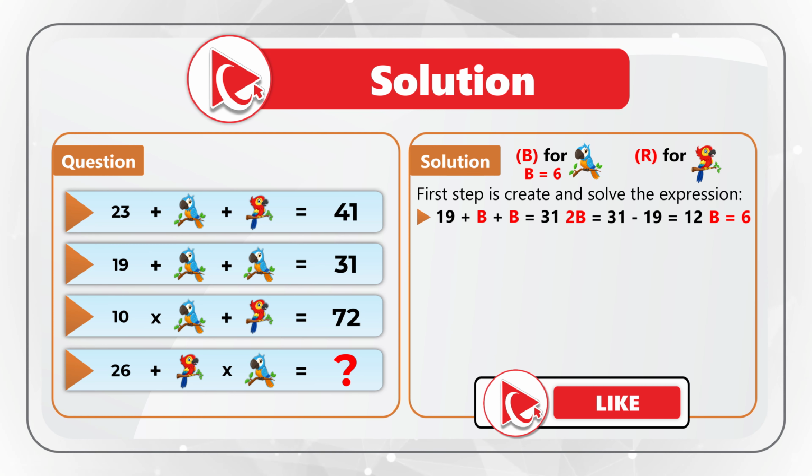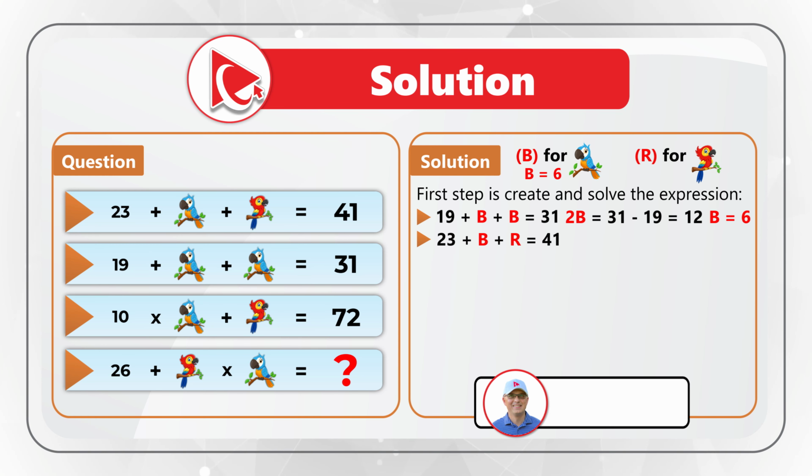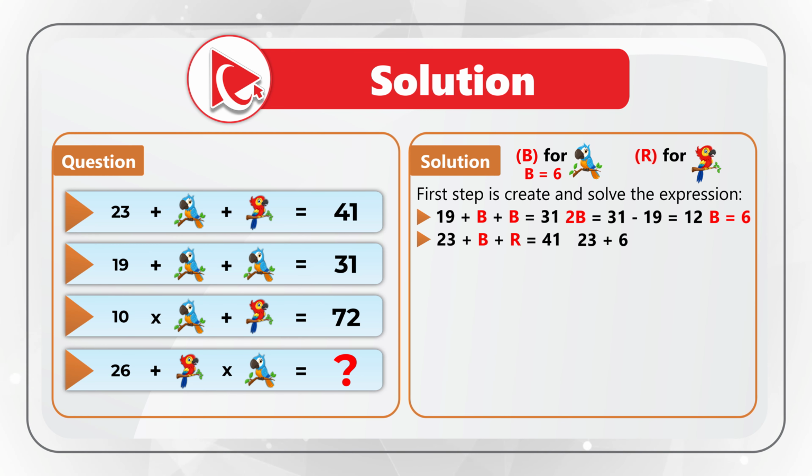Knowing the value for blue parrot, we can solve the first expression. 23 plus B plus R equals 41, which means that 23 plus 6 plus missing variable R equals 41. After the calculations, R equals 41 minus 29 equals 12. Technically, we don't even need a third expression, because having the first and second expressions allows us to solve both variables. But let's use the third expression to verify that our calculations are correct.